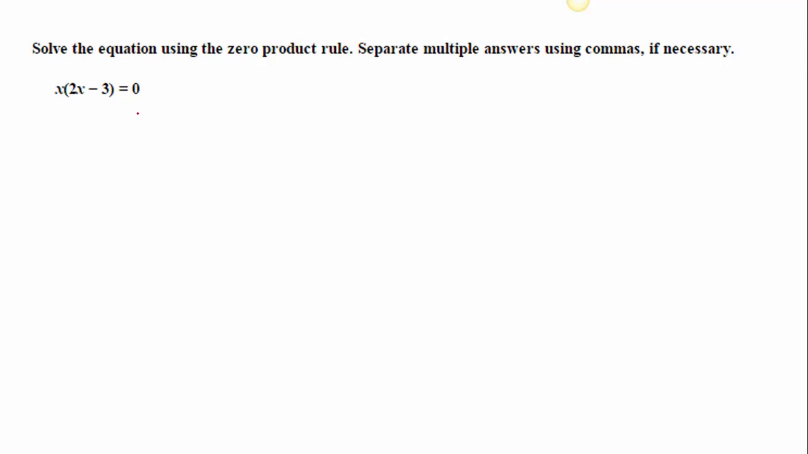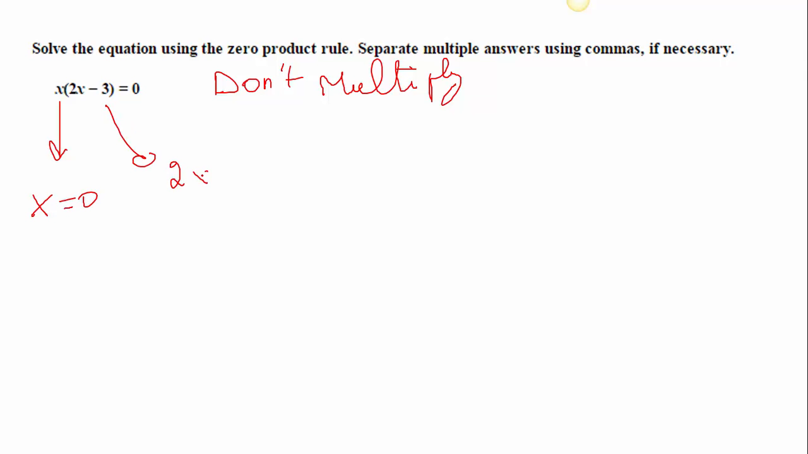Solve the equation. Again, don't multiply. You're trying to solve. It's already factored. Don't multiply and spend time for nothing. So either this is 0, it's already x, so we don't have to do anything, or this is 0: 2x minus 3 equals 0. Add 3 to both sides.